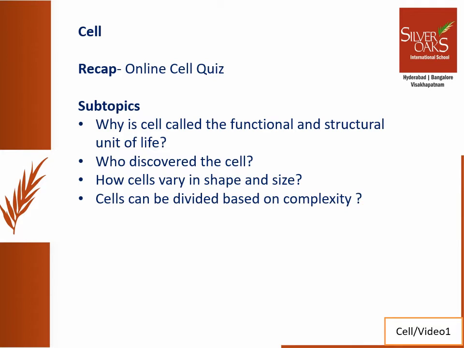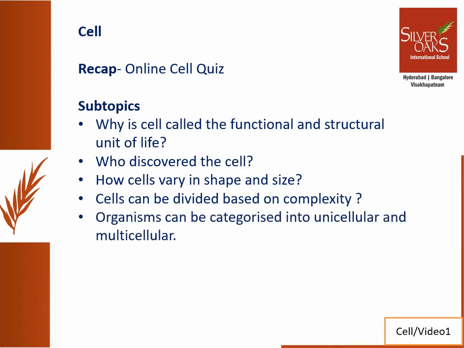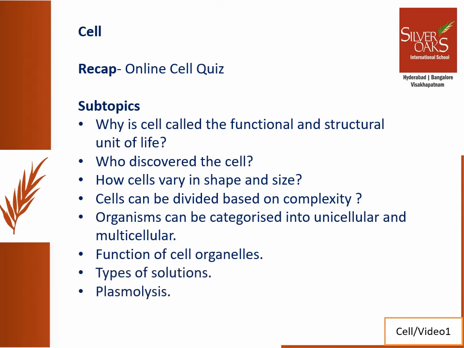For example, they can be divided into prokaryotic cells and eukaryotic cells, and also based on the cell organelles, we can divide them into plant cell and animal cell. Also, we can categorize organisms into unicellular and multicellular, the functions of cell organelles, various types of solutions, and plasmolysis.